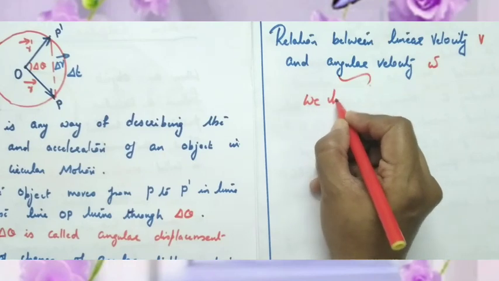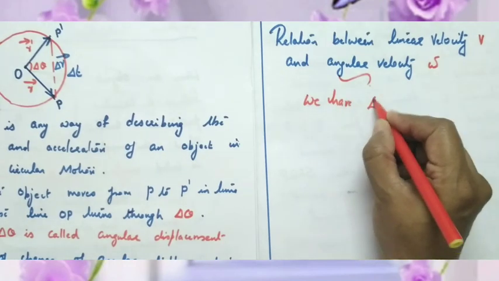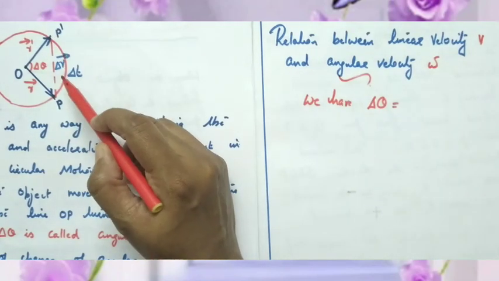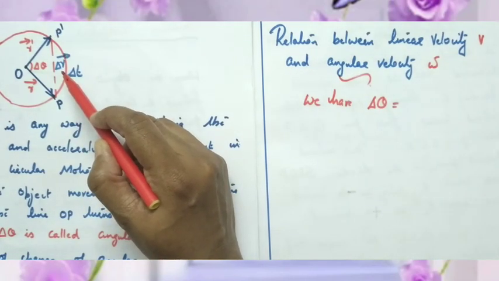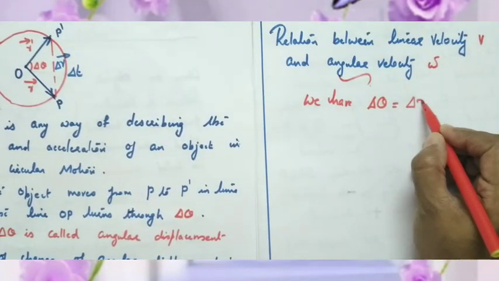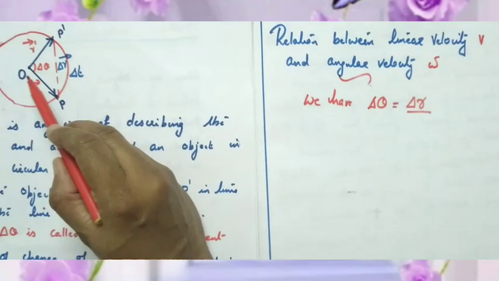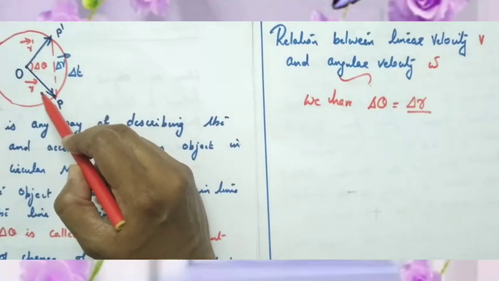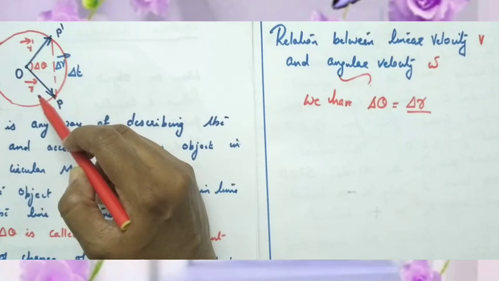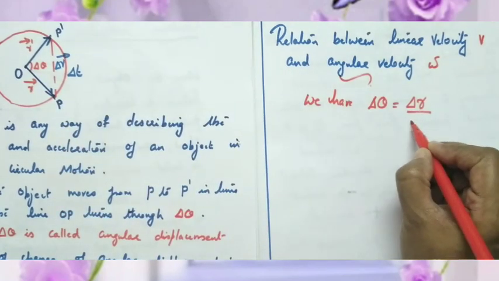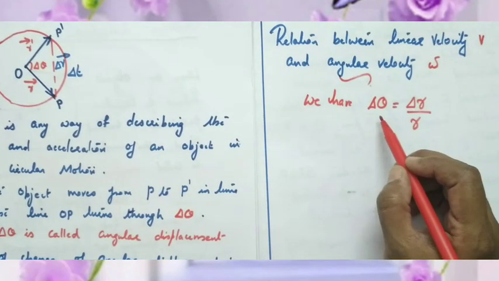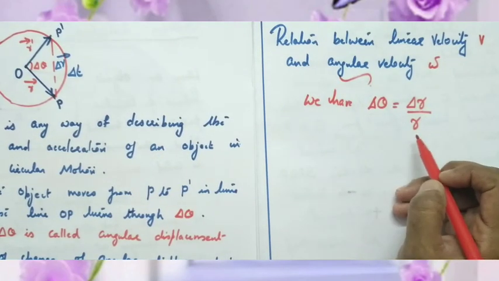Therefore the angular displacement delta theta can be written as PP dash, the displacement, divided by the radius. That means delta r divided by, what is the radius here? R. Okay, r and r dash, magnitude wise both are equal. That represents the radius of the circle. So delta theta is equal to delta r divided by r.